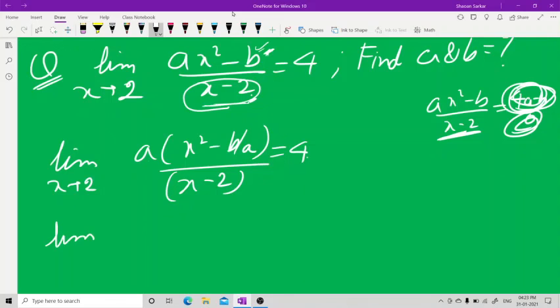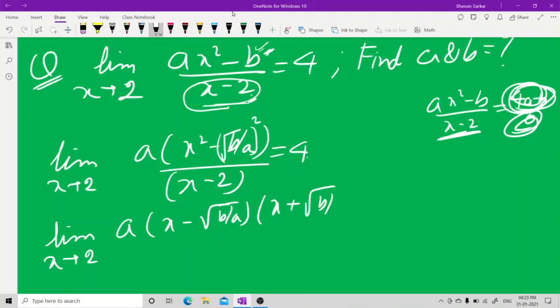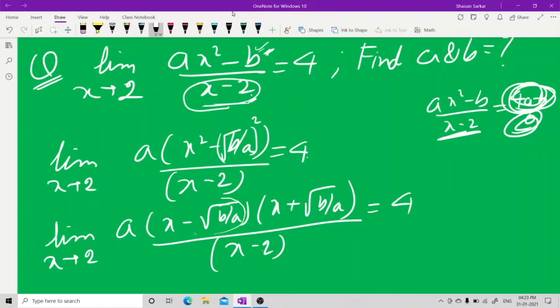अब देखो limit x tending to 2, a into x square minus b by a, this is a square, b by a under root का whole square ले लो इसको, तो x minus under root b by a and x plus under root b by a by x minus 2, this should be 4. तो देखो इसको, ये फैक्टर को भगाना है. That means this factor under root b by a must be 2. Otherwise I won't be able to put the limit at any cost. I have to have under root b by a equal to 2. Otherwise I won't be able to cancel the factor. देखो ये फैक्टर को अगर कैंसिल करना है तो इस अंडर रूट b by a को 2 होना जरूरी है.